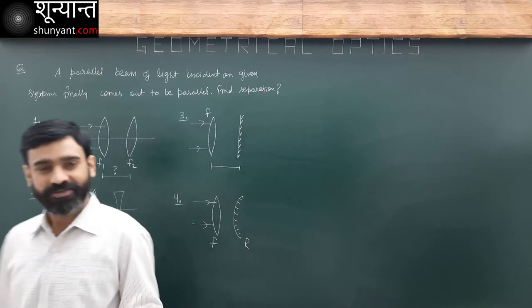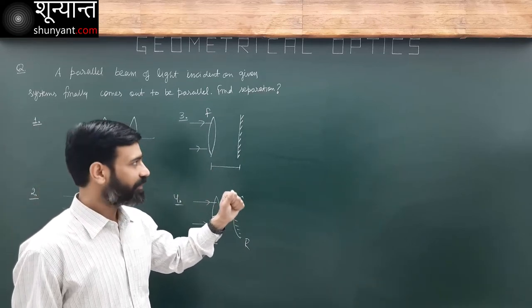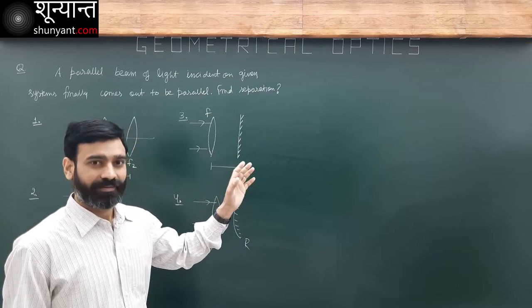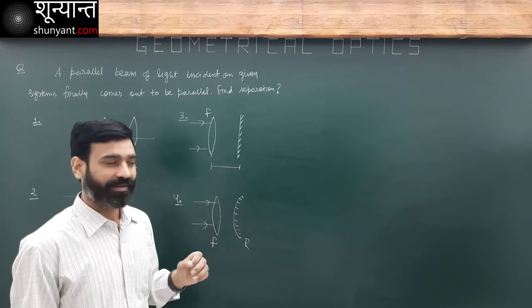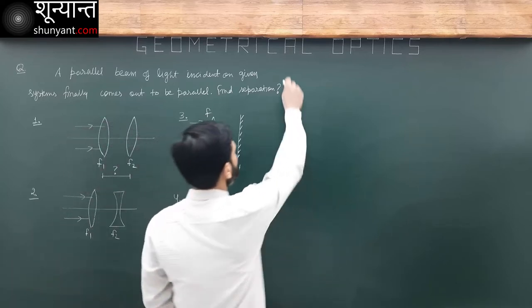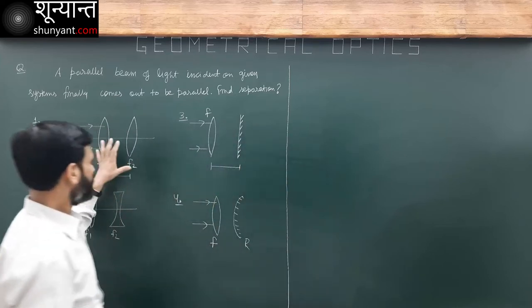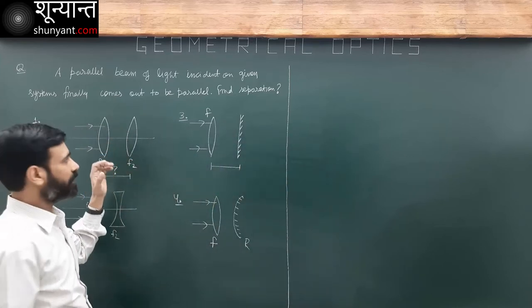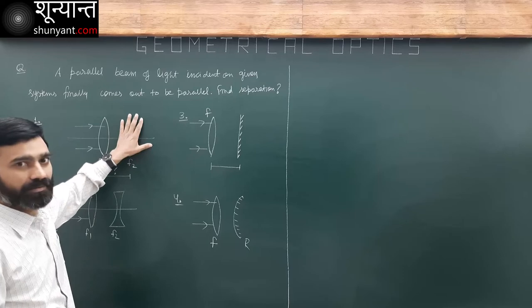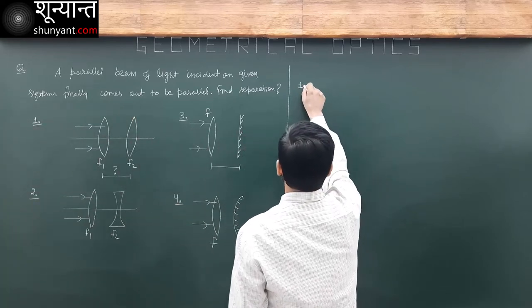There is no formula here. You just have to look at the properties and remember the ray diagrams. Then you are going to answer it. How to do that? Let me solve the first one. From this one, you will get some idea. Forget about the second lens. Just look at the first lens. We are going to solve this first problem.